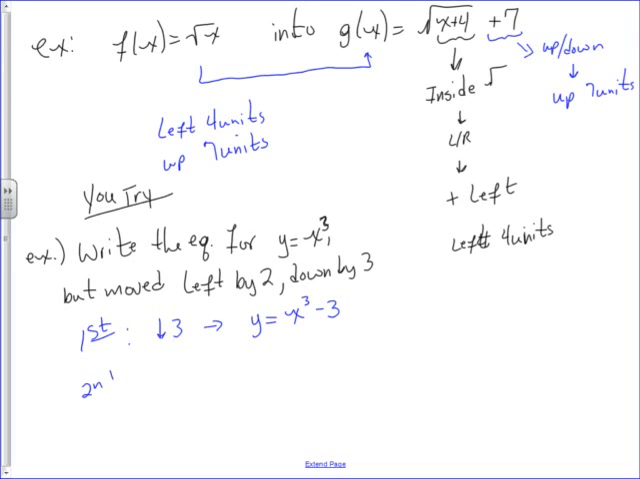And our second move is going to be our left by 2. So that means that we're going to have to go inside and directly affect this x. So to go inside, we're going to have parentheses because we have our exponent. It's going to be x, it's a move to the left, so that's a positive 2, cubed, minus 3. Okay? So there's your answer. Hopefully you got that. If not, see what you did wrong, and try to figure it out.